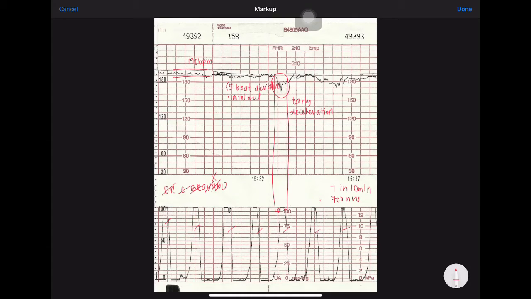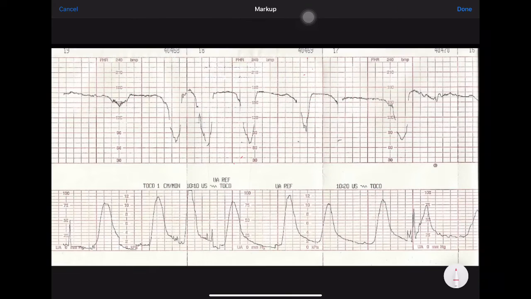And lastly is the overall impression. The overall impression is category 2, which is considered as not part of category 1 and not part of category 3. And also from the FIGO classification, it's considered as suspicious CTG.